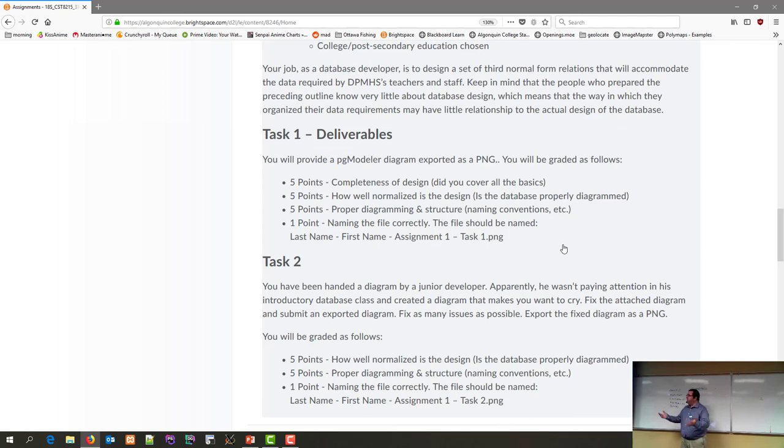You're going to make sure it's normalized. Maybe it already is normalized. Maybe it's not. Who knows? You're going to make sure that the naming conventions are all fixed, that the relationships are all going to the right place, et cetera, et cetera. And 1 point for naming your file correctly.